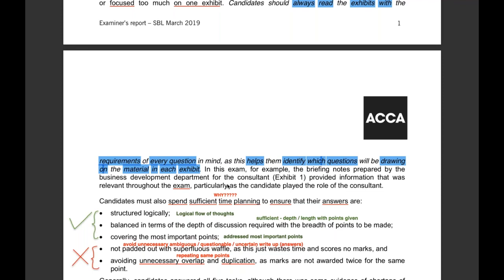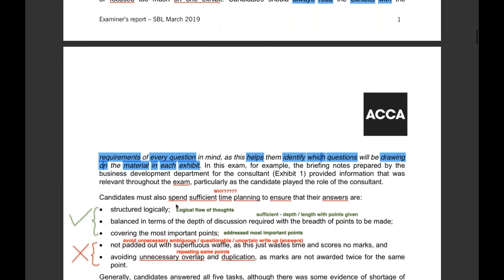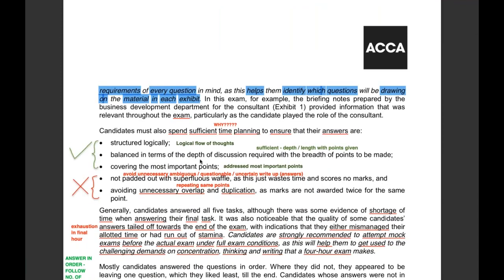So here in the case, the examiner gives you an example of what happened in the previous exam, where one particular exhibit, exhibit number 1, was relevant throughout the exam. That means it's relevant to all the questions. Generally, they ask you to spend sufficient time planning. Sufficient means enough time to plan. Why do you need sufficient time to plan? To ensure that your answers are structured logically. That means this is your logical flow of thoughts.